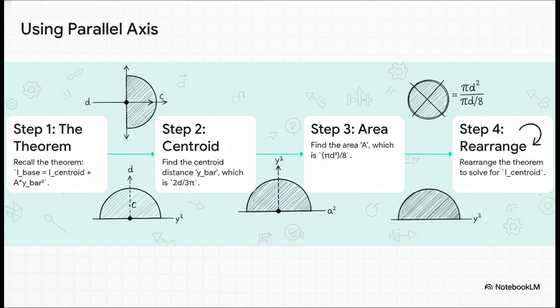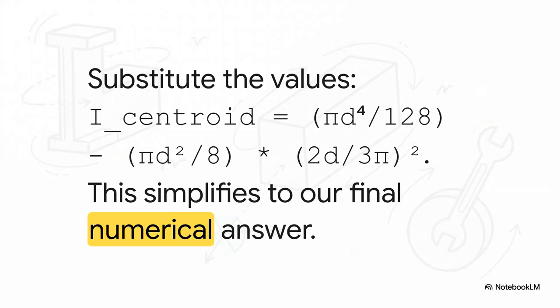Now think about it. We just calculated I base, and the thing we want to find is I centroid, so we just need to rearrange the formula. To do that, we need two more standard formula values for a semicircle. Its area, A, which is pi d squared by 8, and the distance from the base up to the centroid, y bar, which has a fixed formula of 2d by 3 pi. Now it's just a matter of plugging everything in.